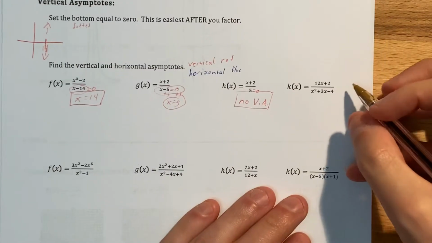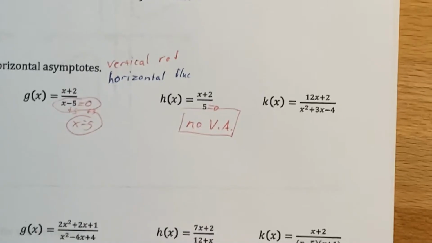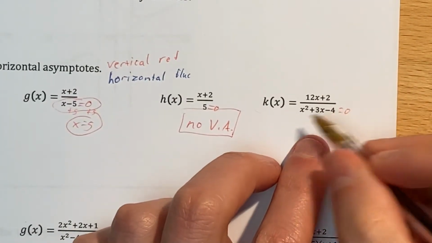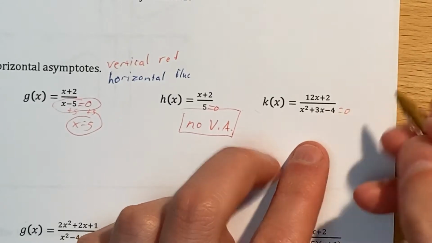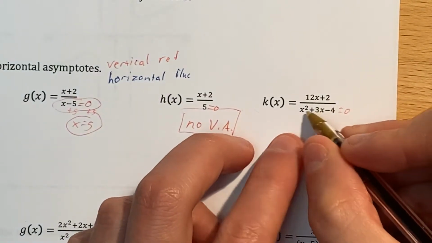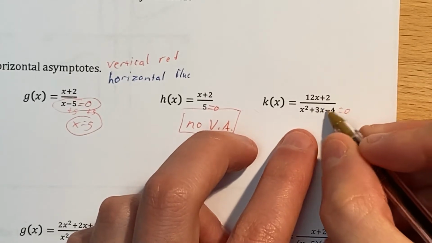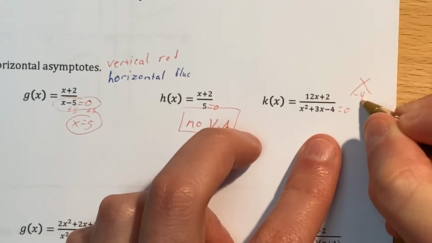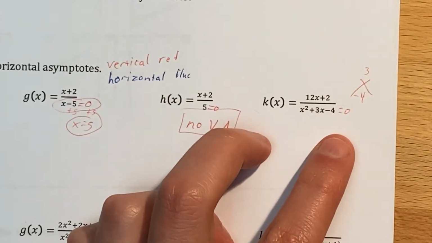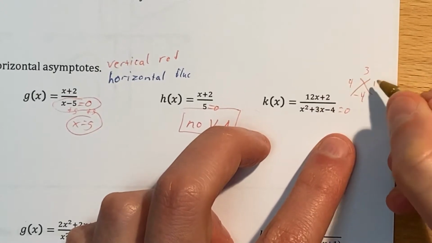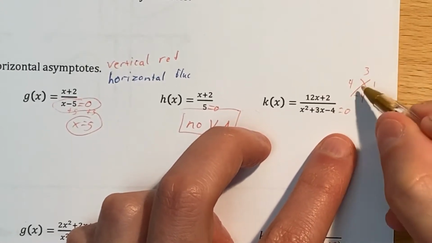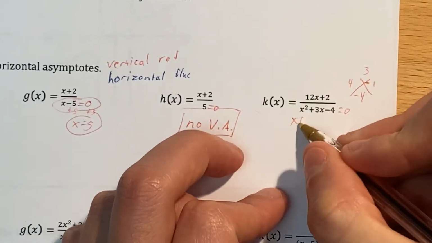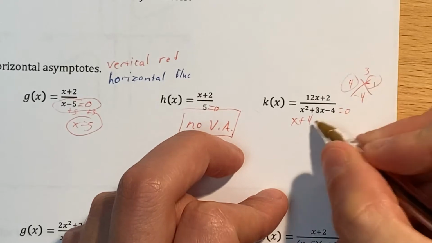Here's where it gets more interesting. When you set this bottom equal to 0, it's not as straightforward. When you have something like this, you actually have to factor it first. In this case, since it's a trinomial, you want to look for two things that multiply to -4 and add up to +3. So what multiplies to -4 and adds up to +3? That'll be 4 and 1. That'll multiply to 4, but to be 3, it would have to be 4 minus 1. So I'd have x plus 4 and x minus 1.